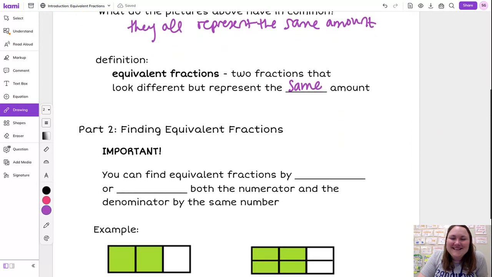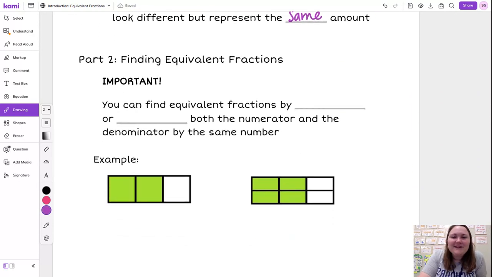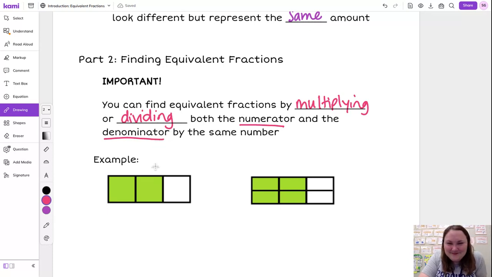The theme of this lesson is equivalent fractions, and the focus for a lot of our lesson is going to be on how you can find equivalent fractions. This is going to be one of the important ideas in this lesson. You can find equivalent fractions by multiplying or dividing. The way you find equivalent fractions is by multiplying or dividing both the numerator, that's the top number, and the denominator, that's the bottom number, by the same number. And I have this example below to help explain what I mean by that.